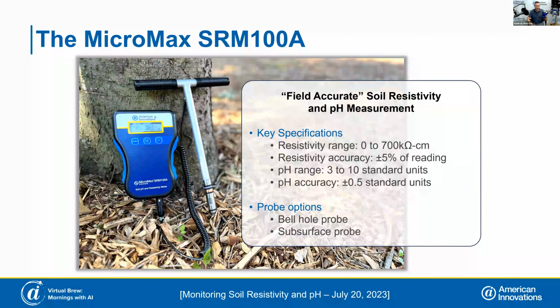And the resistivity range for this, you see, is 0 to 700 kiloohm centimeters. And this is going to cover the majority of soil conditions that you're going to experience across the US, across the world, really, for the influence of corrosion. And again, as a lab accurate instrument, the accuracy on the resistivity is going to be plus or minus 5%, and on your pH is going to be plus or minus a half of a standard unit for pH.